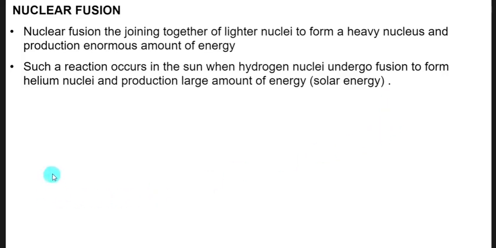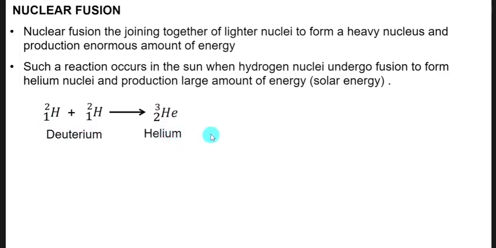So for instance, we have this hydrogen here plus another hydrogen here. This hydrogen with mass number 2 is called deuterium. So if two deuterium nuclei fuse, they form a helium nucleus like this one, and also produce a neutron, and energy is also produced. This is the large amount of energy that is produced in the sun.